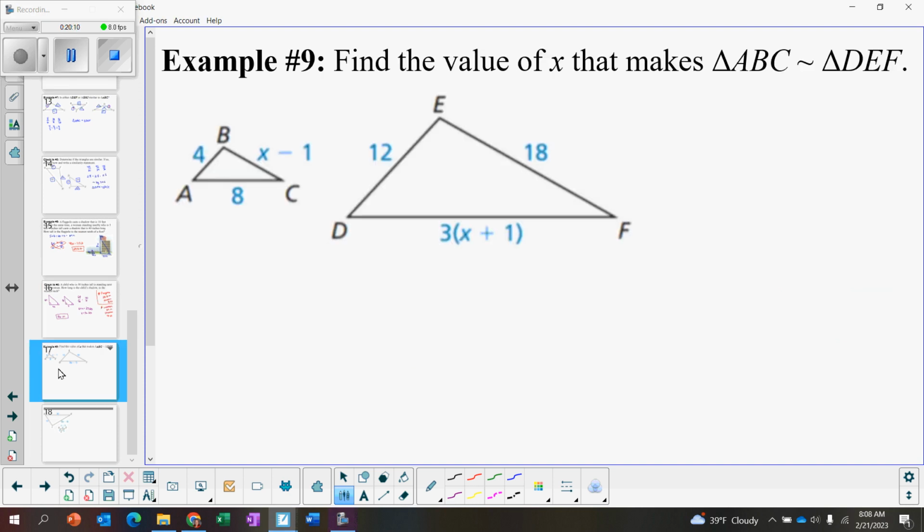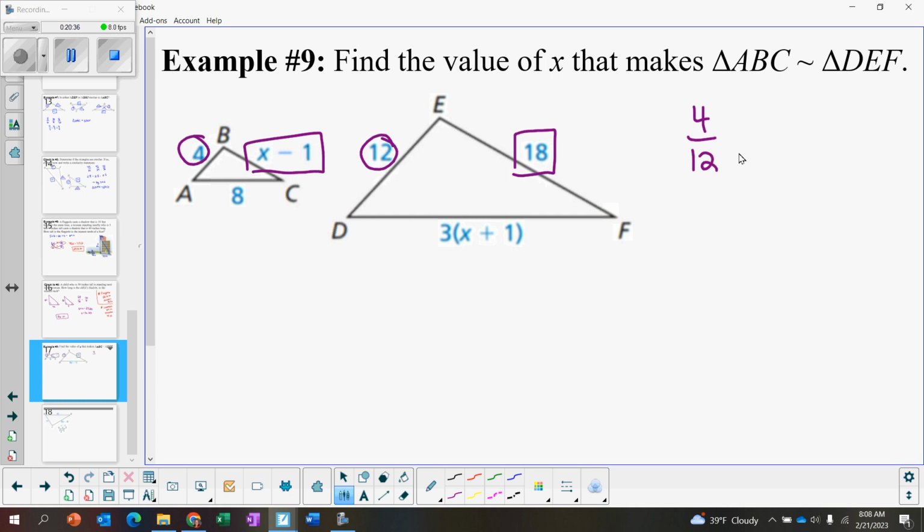Right, last ones. We want to find the value of x that makes the triangles similar. So AB matches with DE, BC matches with EF, and that's all I need. As long as I have x involved, I can solve for that using these two pairs of sides.